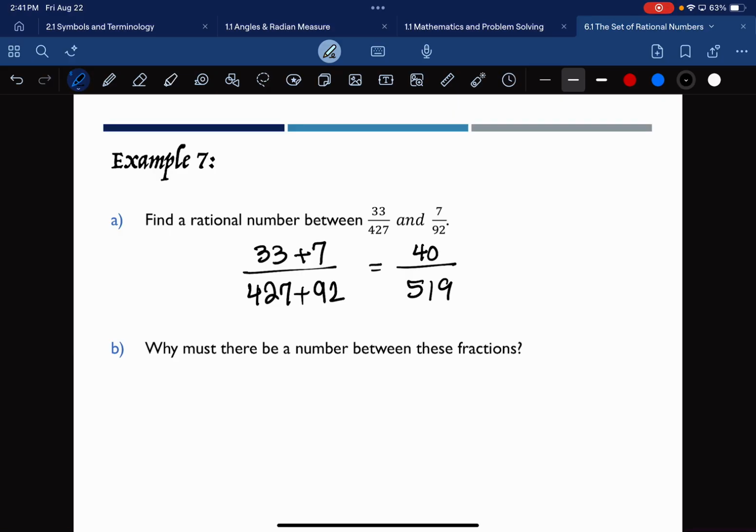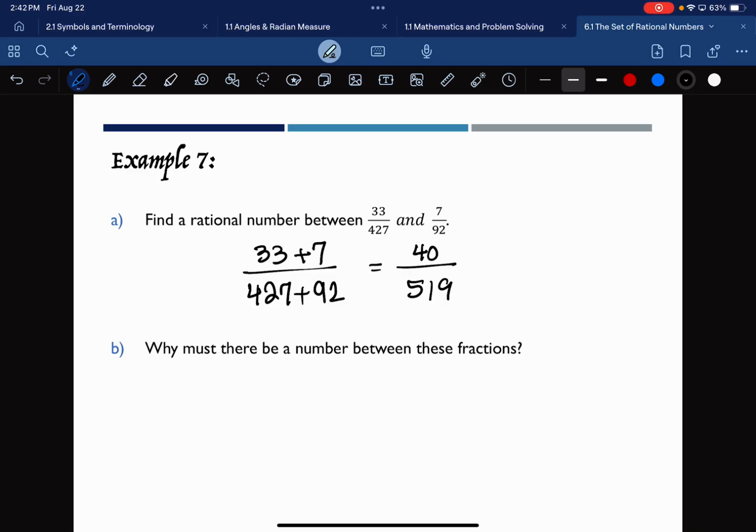Now, that's not a particularly pretty fraction. If you wanted to verify with your calculator using decimals just for your own assurance that it really worked, you could do that, right? You could check all three of these fractions, make sure that the decimal that corresponds to them shows up between the other two. You could also take two of them and compare them with our cross multiplication, couldn't you? Make sure that this number really is bigger than 33 over 427 and really is smaller than 7 over 92. We could do that.